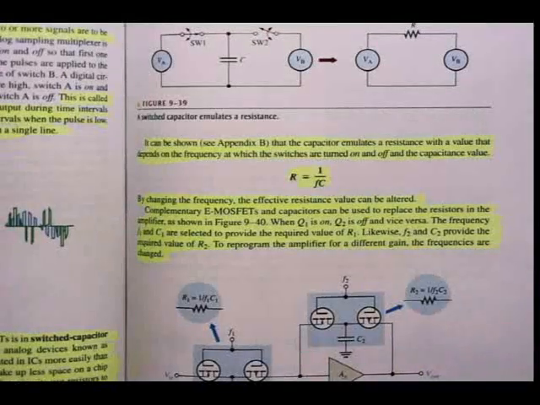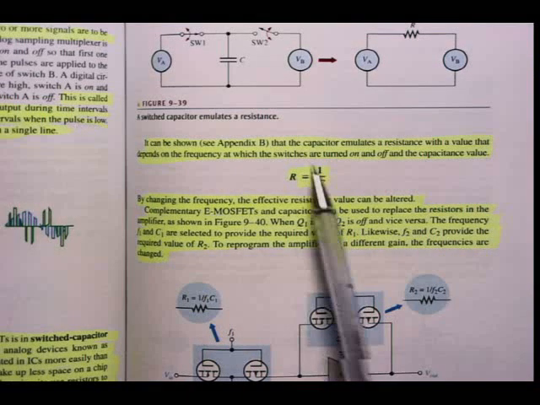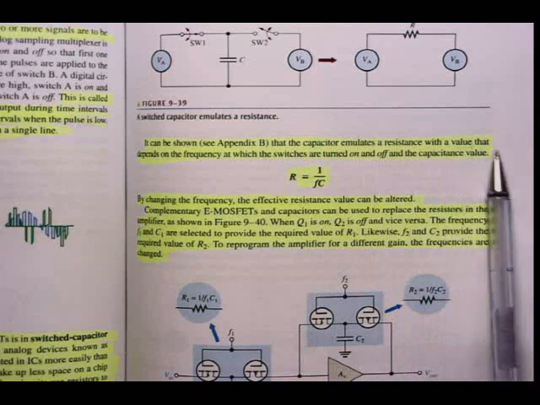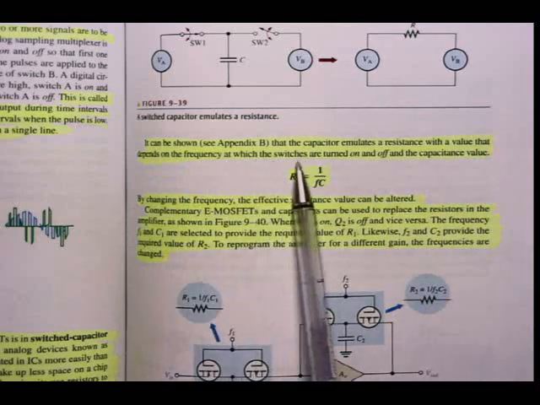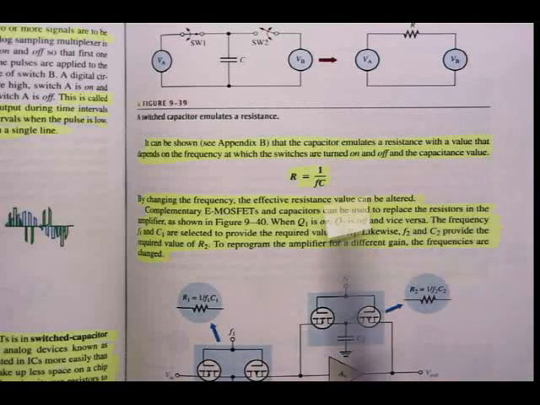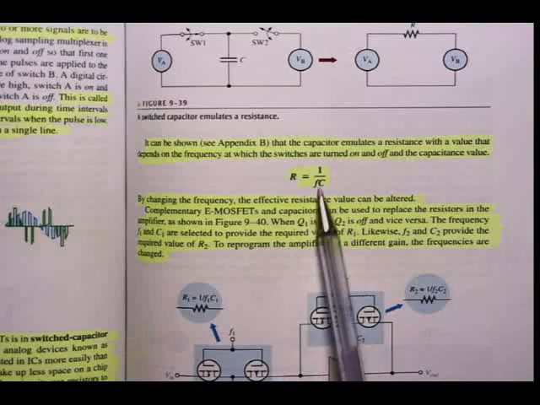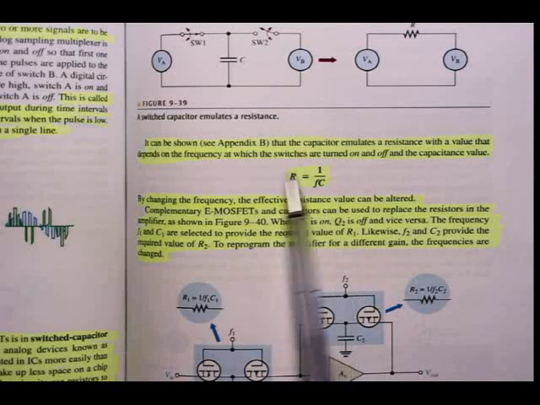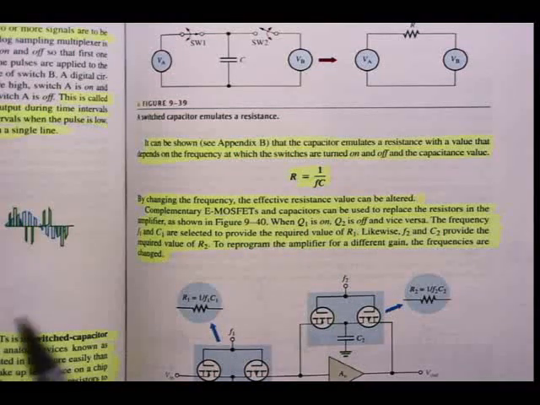All right, if we refer back to the textbook, you should be familiar with this. It can be shown in Appendix B in the back of the book that the capacitor emulates a resistance with a value that depends on the frequency at which the switches are turned on and off, and the capacitance value. So there's the equation: R is equal to 1 over fC. So you can see as I change the frequency, the value of R is also going to change. All right, so how is this done?